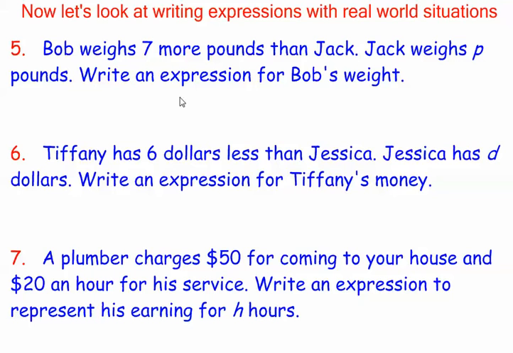Okay, so let's look at this. Bob weighs 7 more pounds than Jack, and Jack weighs p pounds. So write an expression for Bob's weight. So let's go back to the beginning, because you're always going to read these more than once. Bob weighs 7 more pounds than Jack. But do I know what Jack weighs? No, but I'm telling you that the variable is p for him, for pounds. Okay, so let's read it again. Bob weighs 7 more pounds than p. So 7 more than p. So p plus 7. That's going to give you Bob's weight. Or 7 plus p. Doesn't matter.